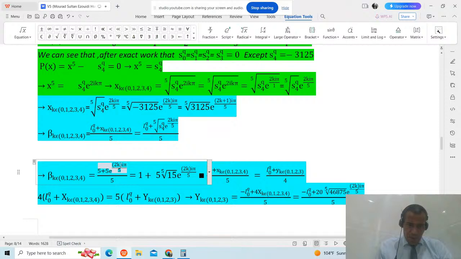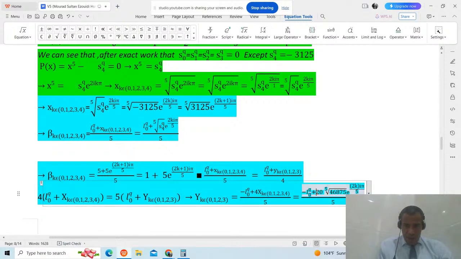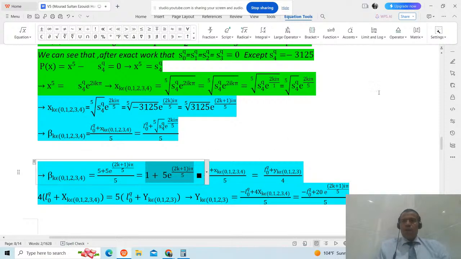Okay, 2k plus 1, learners. I will delete this one. 2k plus 1. Then we continue. It will be 5. Okay, 4 times 5 is 20, correct? Exponential only, 2k plus 1. So this is the roots. I will take only this one, and I will go back.